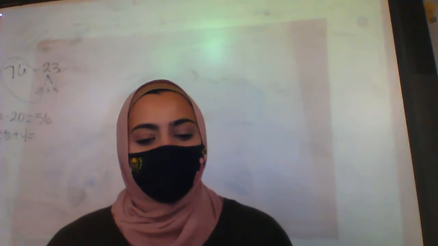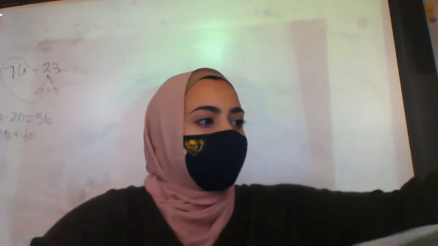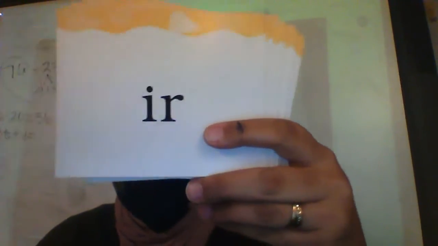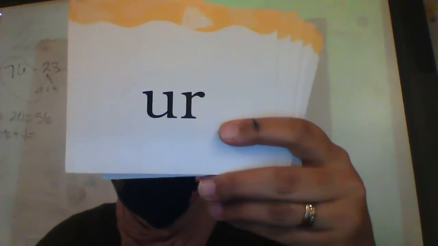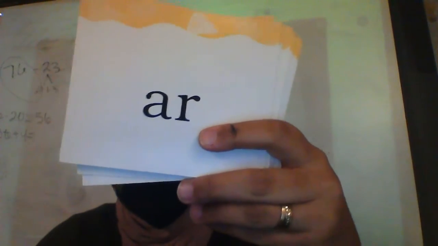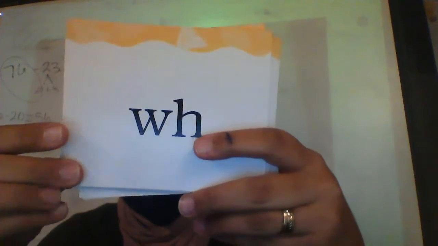Let's practice our letter cards, affix, picture, and sight word cards. So we'll start with our letter cards. All right, you ready? Go. Digraph K. Digraph A. Digraph A. Digraph A. Combination ER. Combination IR. Combination UR. Combination QU. Combination AR. Combination OR. Combination WA.